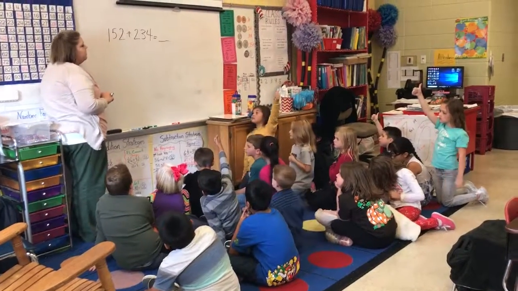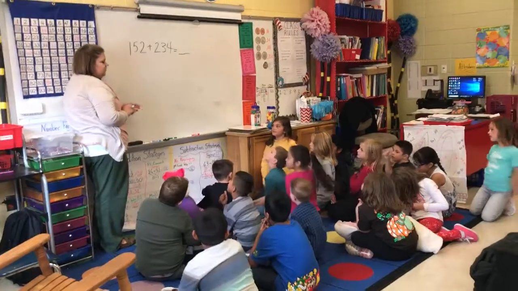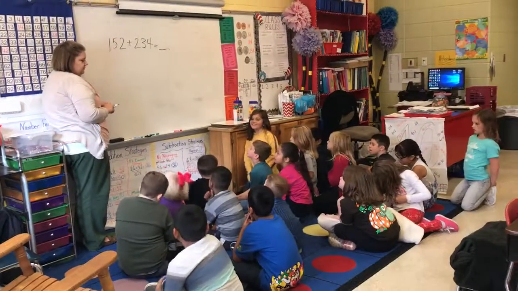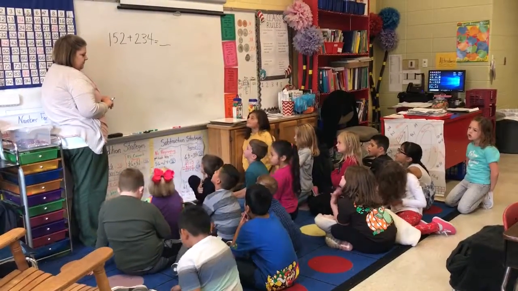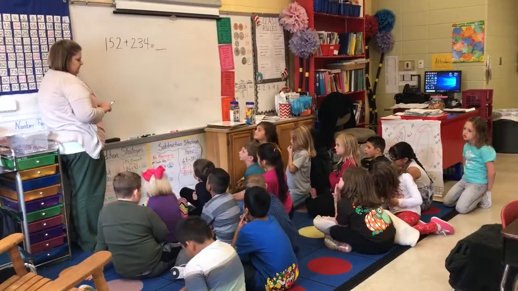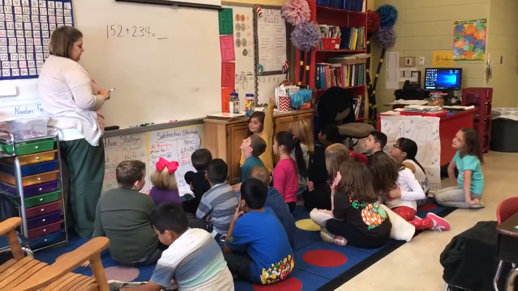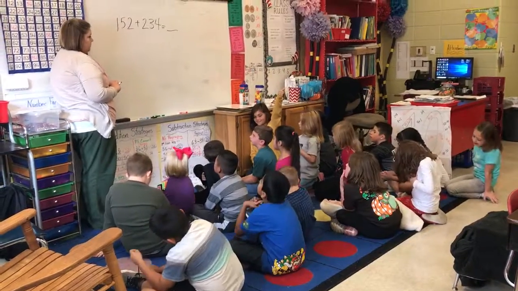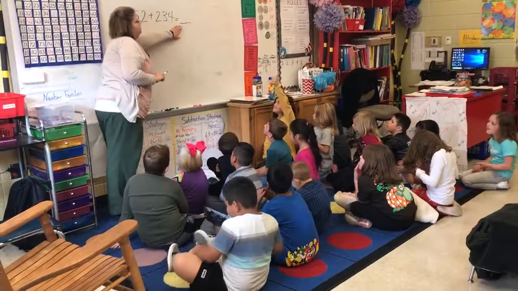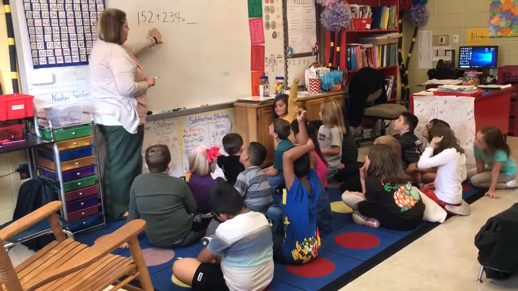All right, Trace, what did you come up with? I added the 100 and the 200, and I knew it would make 300. So what answer did you come up with? I used place value with it. But what was the answer that you came up with when you added both of these numbers together?